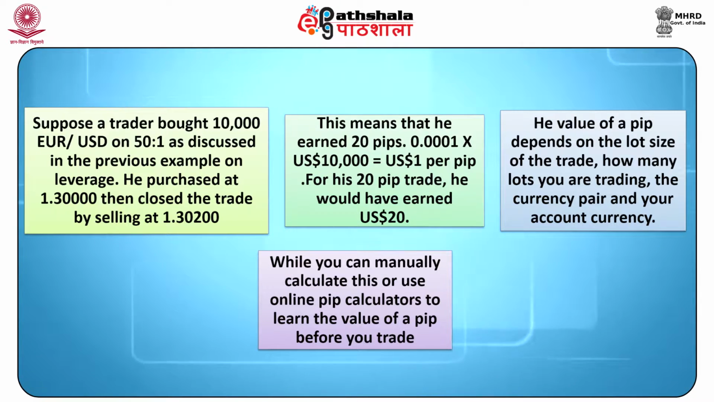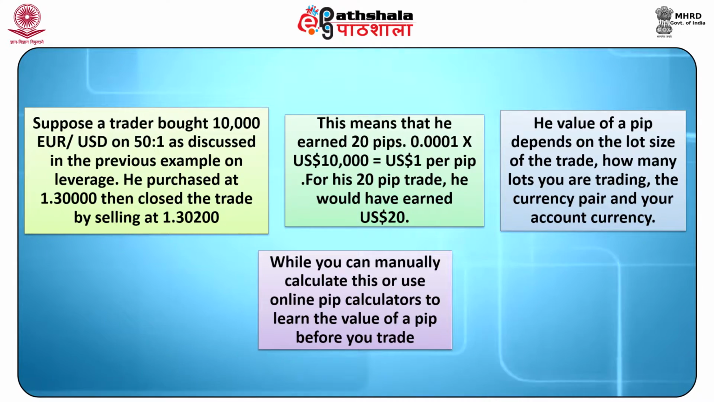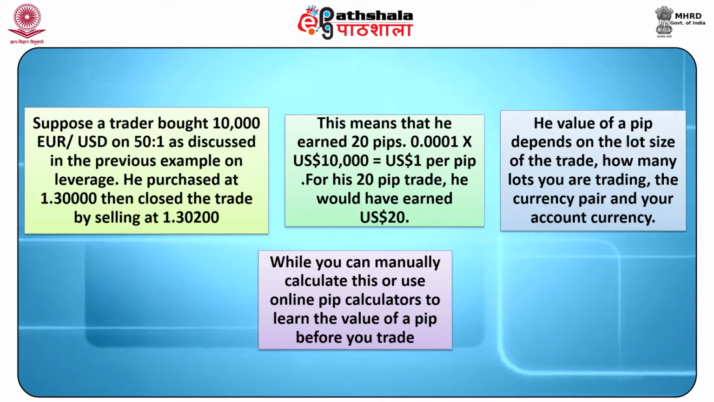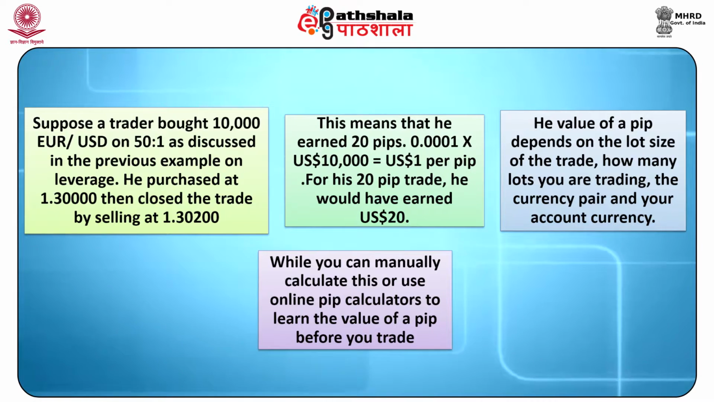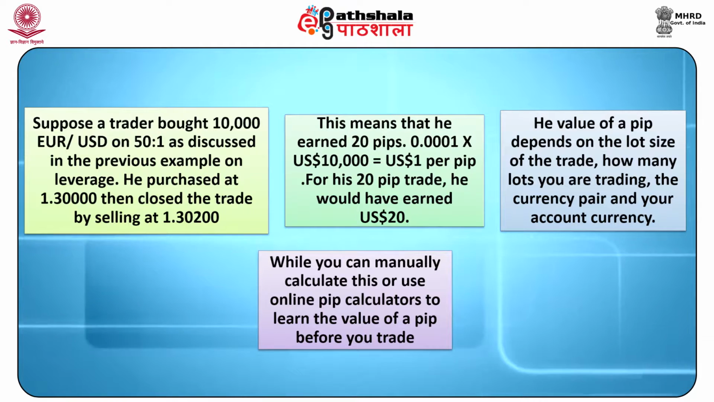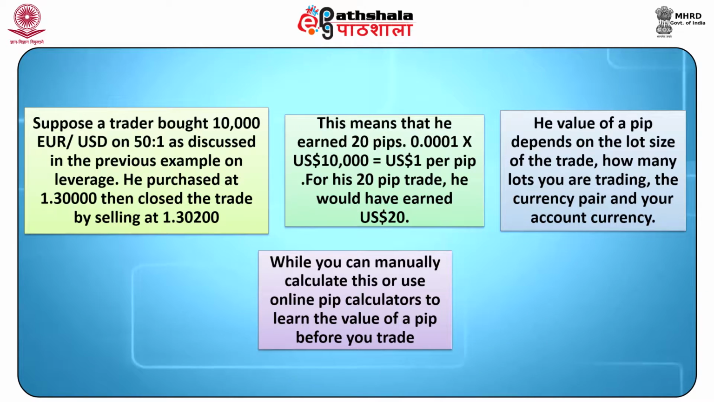Not all of the pips you earn will be worth $1 US. The value of a pip depends upon the lot size of the trade, how many lots you are trading, the currency pair and your account currency. While you can manually calculate this or use online pip calculators to learn the value of a pip before you trade, most trading applications like the forex trader platform automatically calculate pip values and convert them to the currency you are trading.